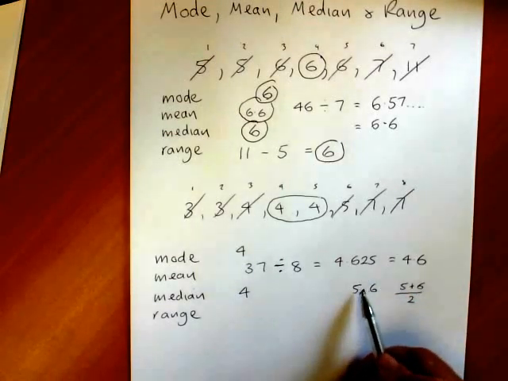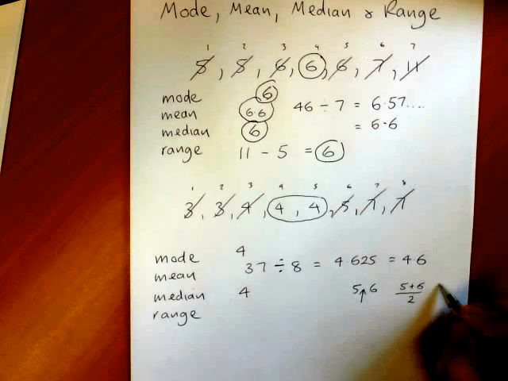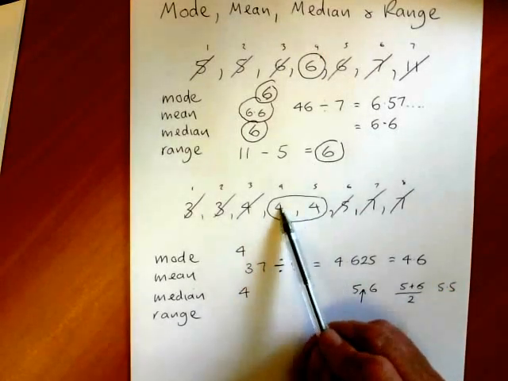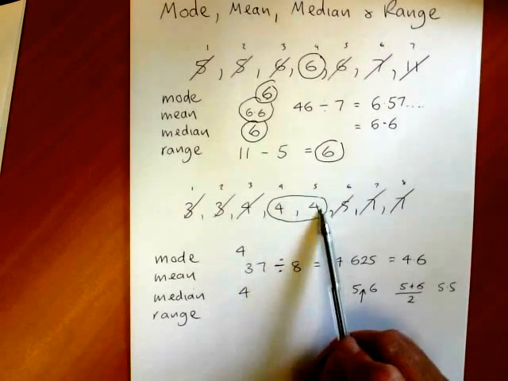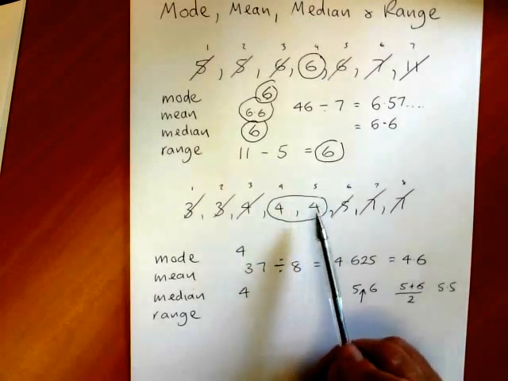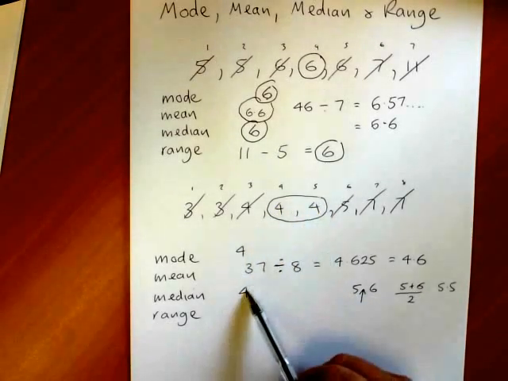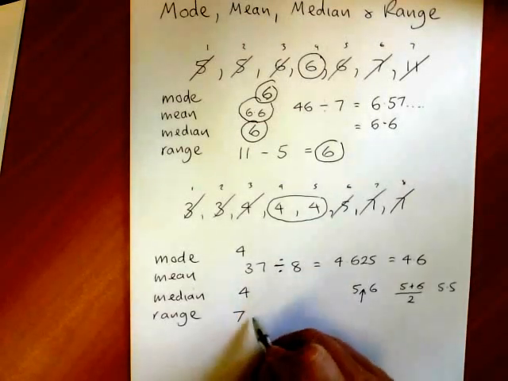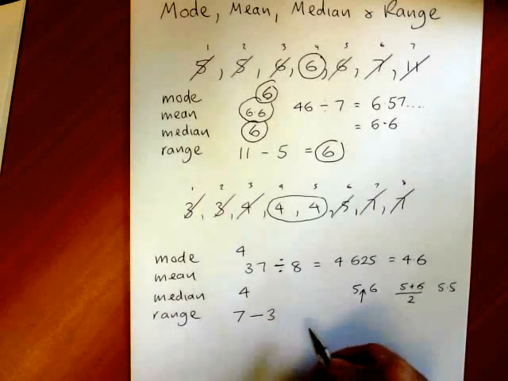You might obviously know that halfway between 5 and 6 is 5.5. In the example I gave you, 4 and 4, the median must be 4. If you add 4 and 4 together and divide by 2, you're back to 4. The median is 4. And finally the range, well, the highest number is 7, the lowest number is 3, 7 take 3 is 4.